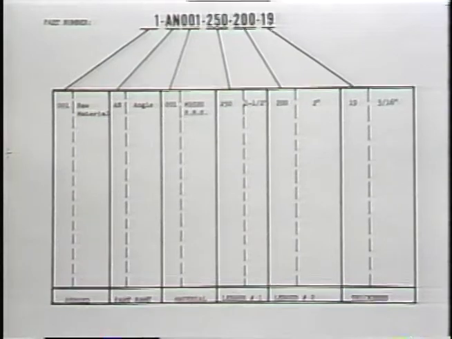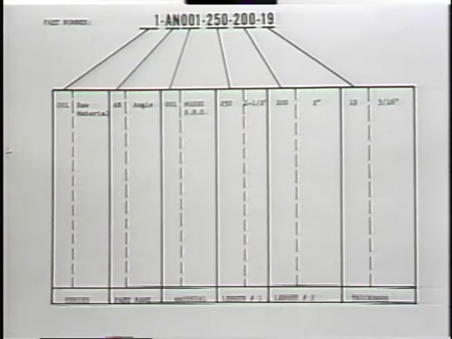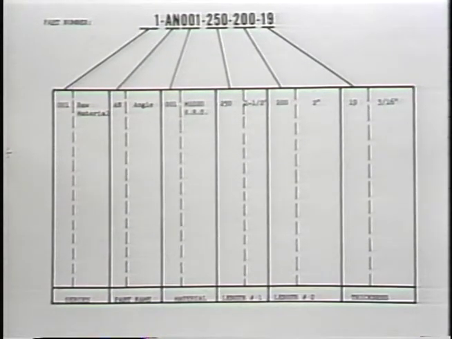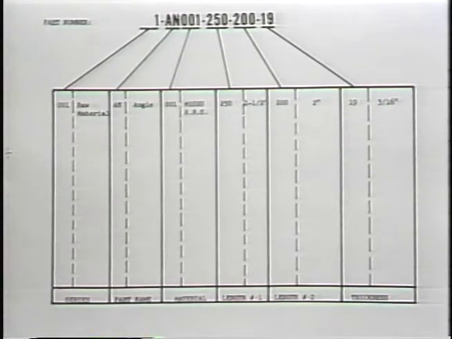And then in this case, we're trying to use a conversion between the decimal equivalent and fractions, so a 3/16 inch thickness is 19. So we're pulling all of this data together up into the part number. Now, we're not zero filling here, okay? But 001-AN001-250-200-19 is a 100% indicative part number for this particular commodity.